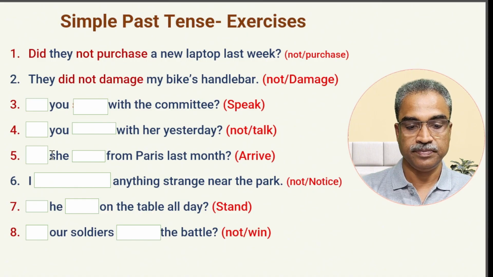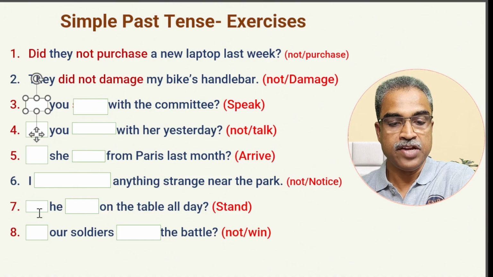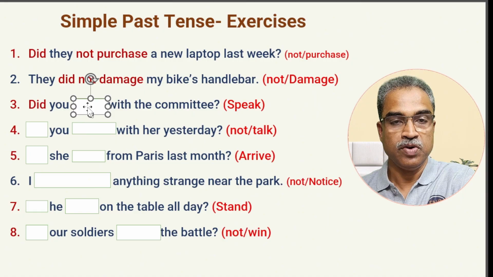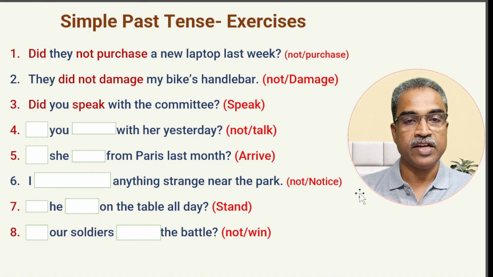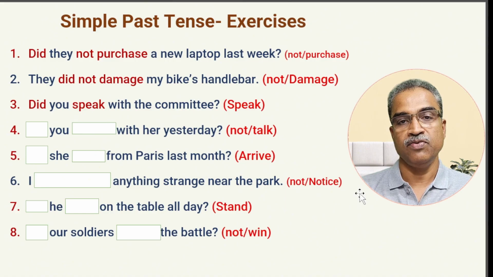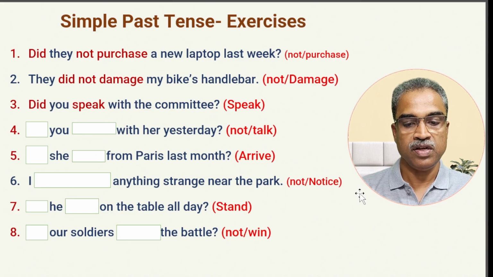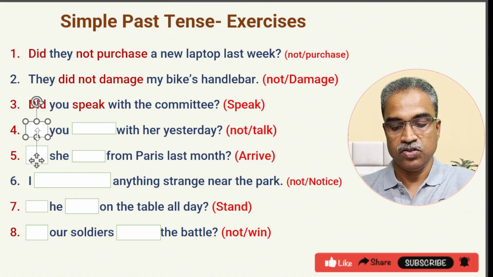They did not damage my bike's handlebar. Next is speak. How is it going to be? Dash you, subject is you, dash you with the committee. Did you, what should be the next word? Speak. V2 form is spoke. Speak, spoke, spoken. So what should it be according to you? Speak, because did is already here. So naturally that speak, V1 form here. Done. So, did you speak with the committee? It's a question.